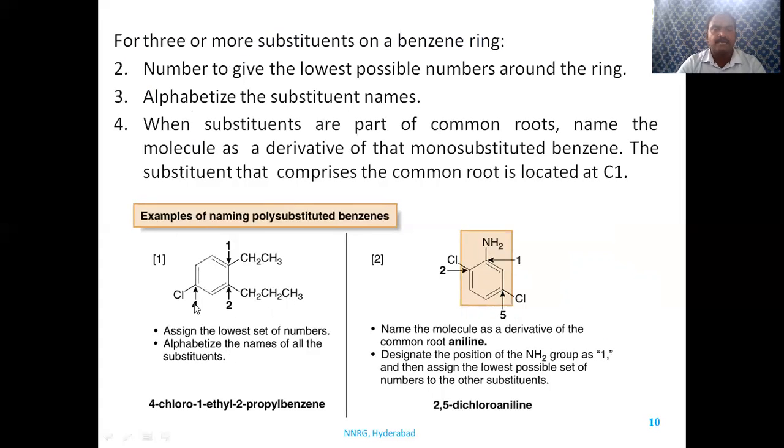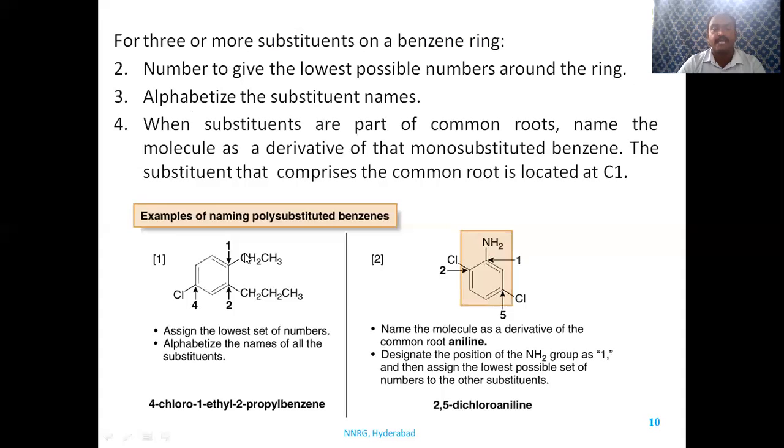So if you take the example of a polysubstituted derivative here in this structure, the benzene has substituents called ethyl group, propyl group, and chlorine. So we need to start. You should decide now: should we give first preference to chlorine or the alkyl group? Alkyl groups are given higher priority than chlorine. So numbering should always start from the alkyl group.